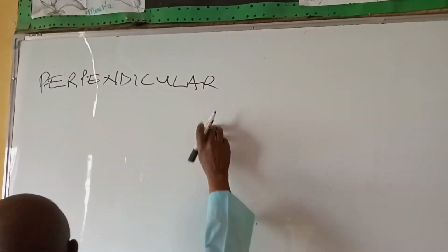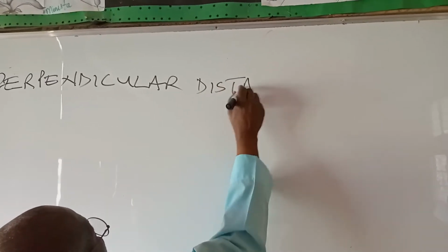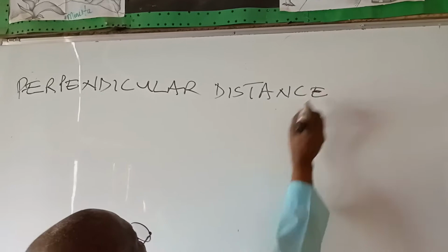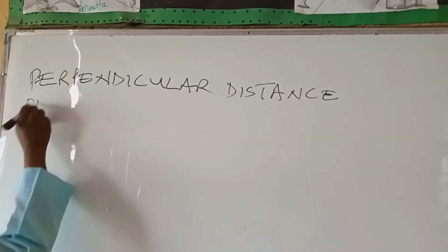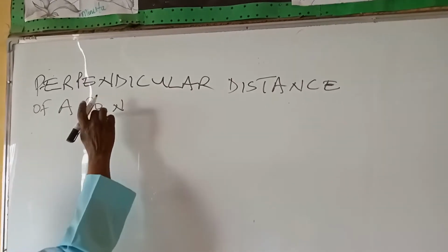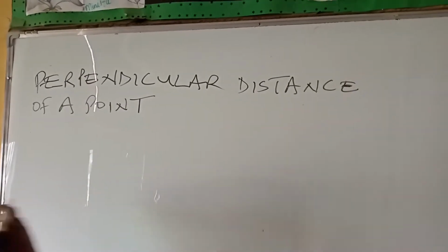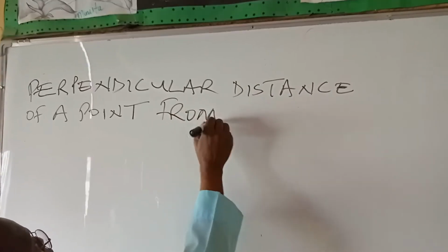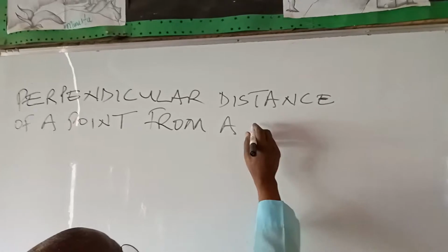Perpendicular distance. Perpendicular distance of a point from a line.